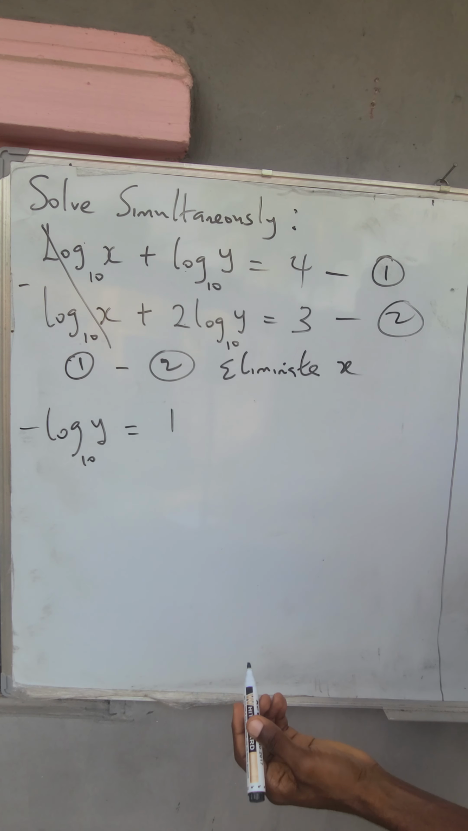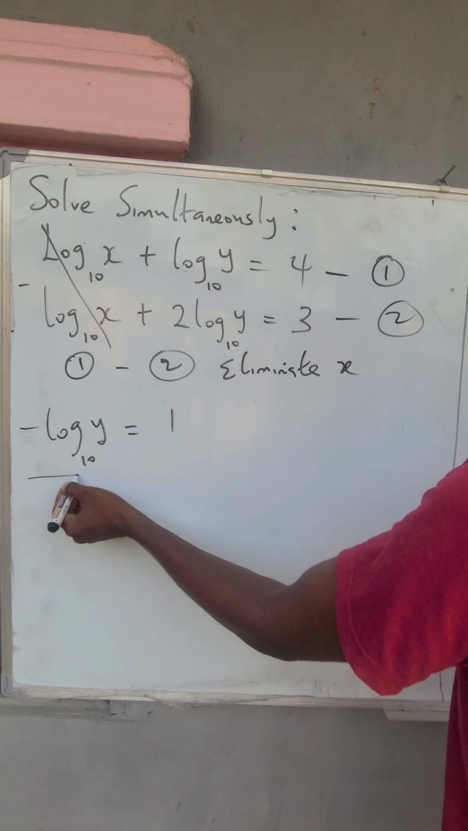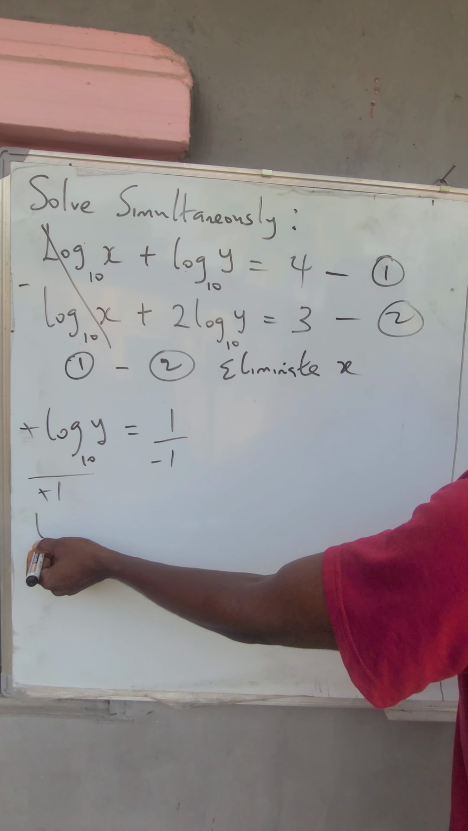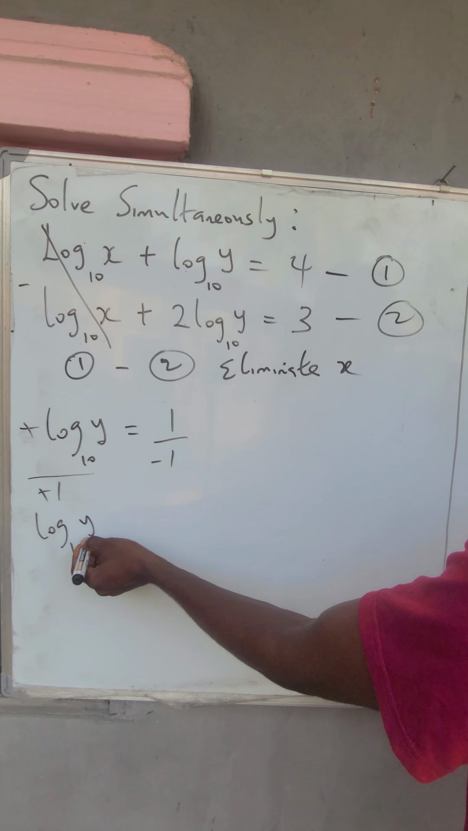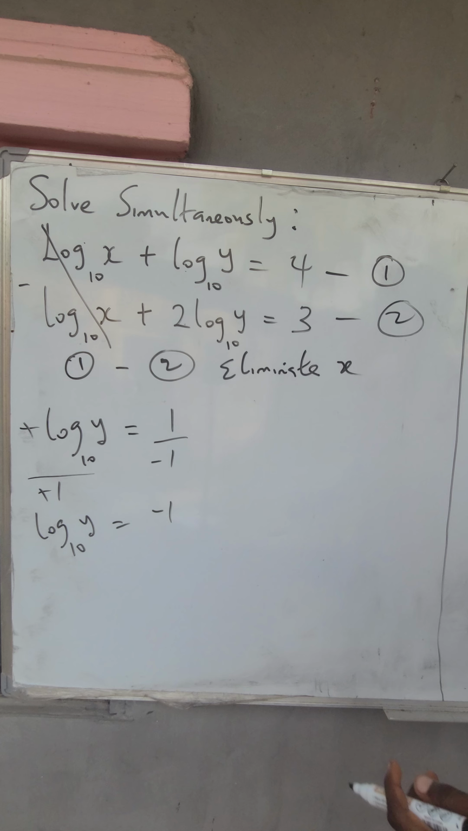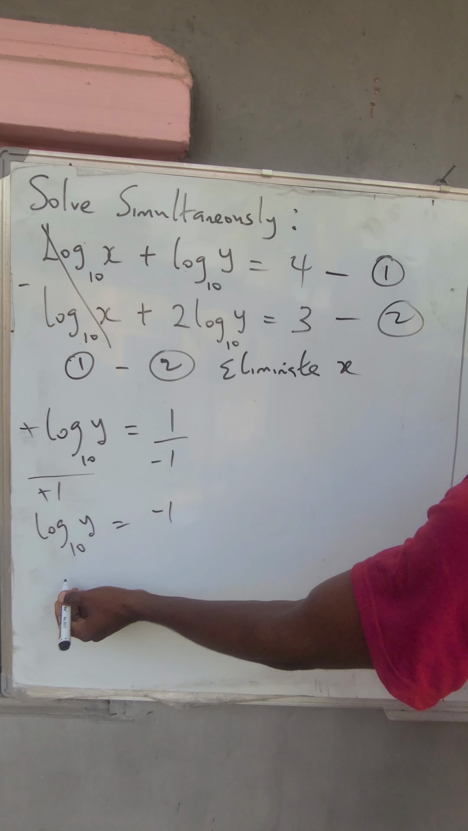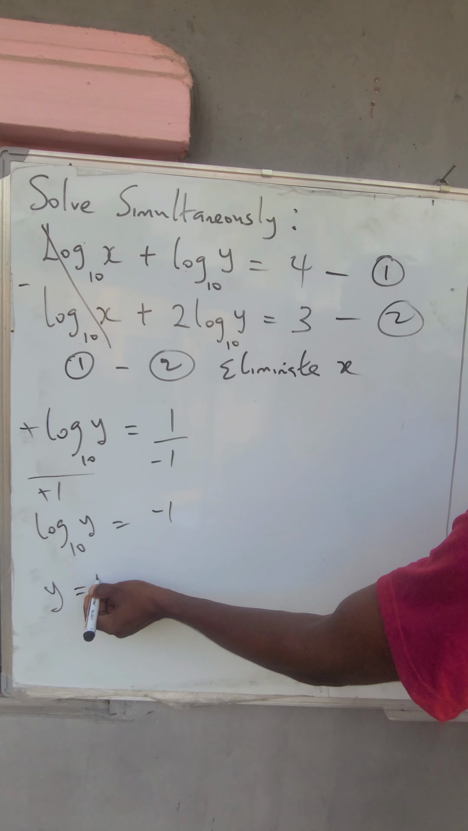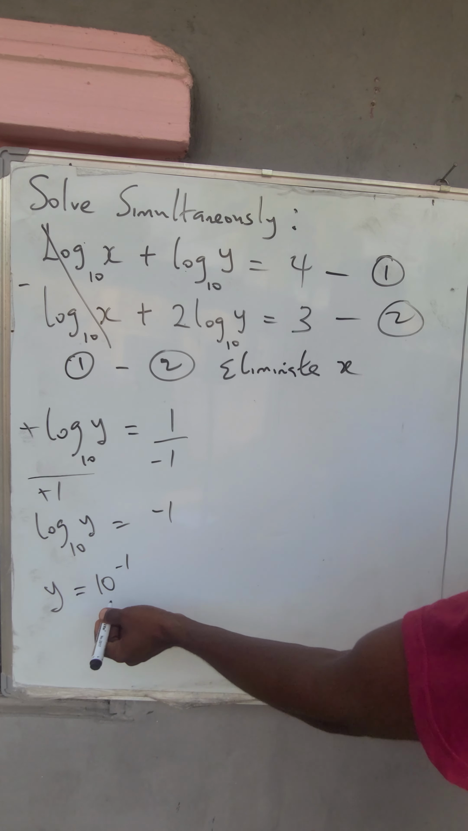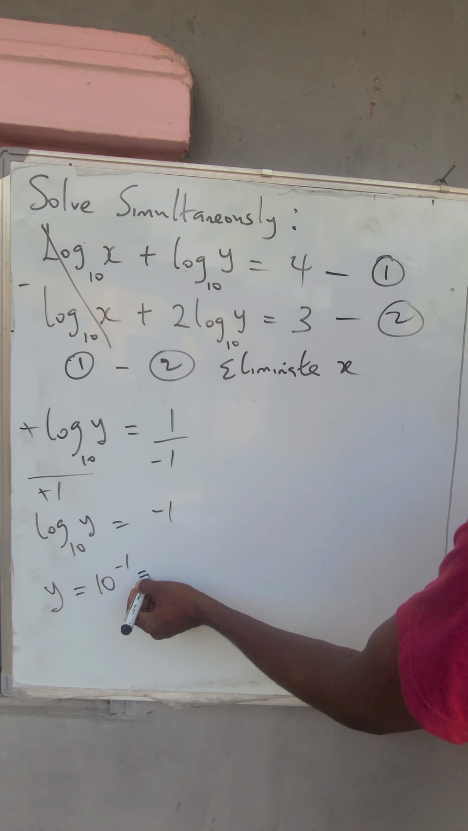So for you to get y, what would you do? First of all, let's divide here by minus 1, divided by minus 1. This cancels this. You have log base 10 y equals minus 1. So let's write this in indices. How do you write it in indices? This is y equals 10 raised to power minus 1, and this is the same thing as 1 over 10 or 0.1. Any of these is the value for y.